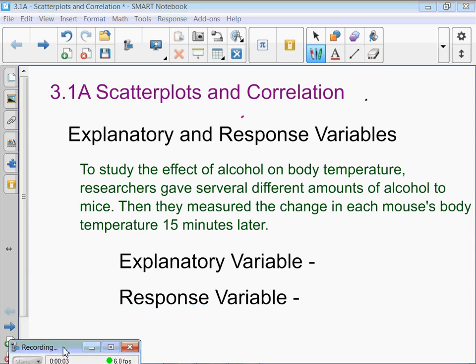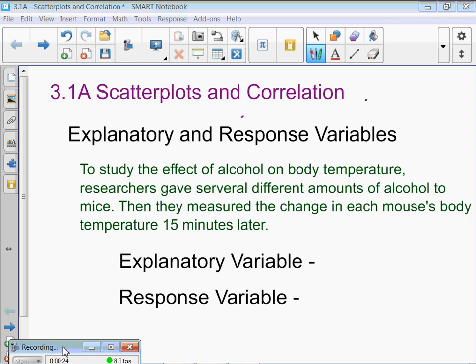All right, so the first thing you need to know is explanatory and response variables. It's basically which is your input and which is your output. How are you going to label the x-axis, the y-axis, and basically now we're going to have two sets of quantitative data instead of one set of quantitative data.